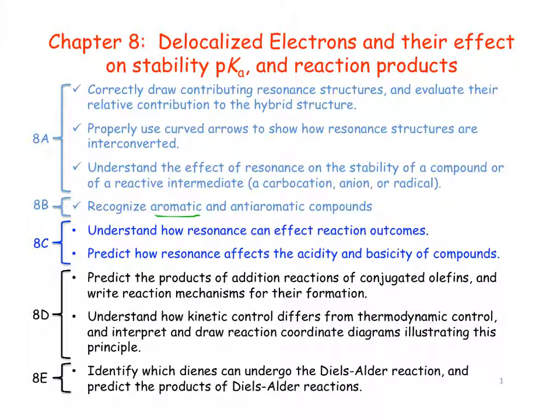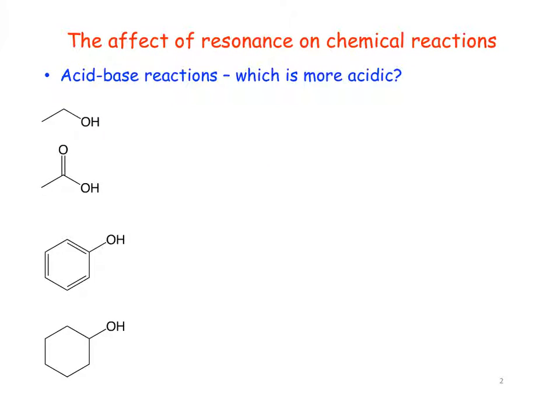So in this video, we are going to start into the first of two videos that show us how resonance can affect the outcome of different reactions. All right, the first type of reaction that we're going to look at is just acid-base chemistry. So let's look at two examples.